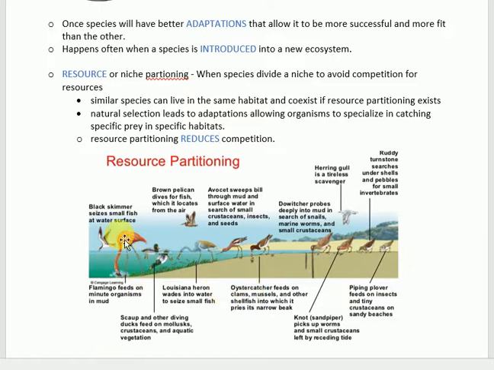So for instance here, this black skimmer eats fish at the water surface. A flamingo is going to go down and feed on the organisms in the mud. A heron right here goes into the water and seizes fish. Not quite at the bottom, not quite at the top. So you can see all of these birds have adapted to where they can live in the same area and there be enough resources.